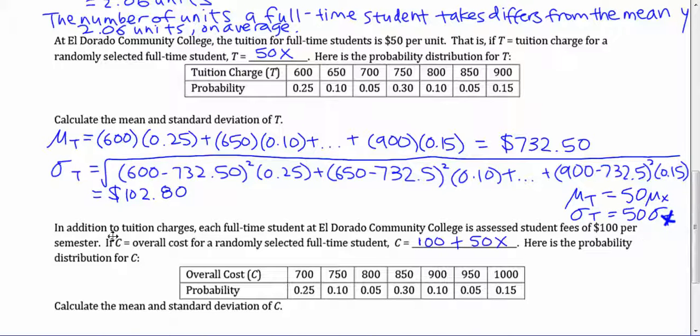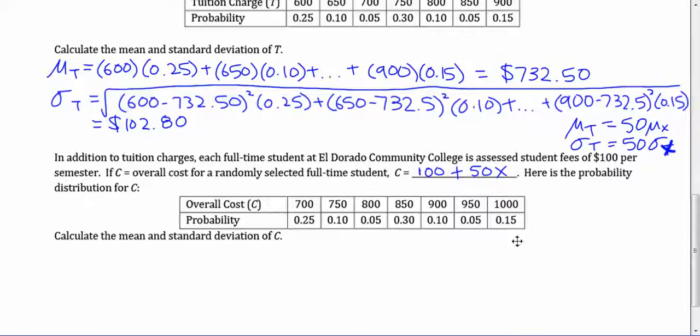So if I define another variable c to be overall cost, then I can calculate the overall cost by taking the distribution for the number of credits, multiply that by 50, and I'm going to add this constant 100 to it. I would get a distribution like this. If I put these numbers into my calculator and calculate the mean and standard deviation, the mean, it turns out, is $832.50.